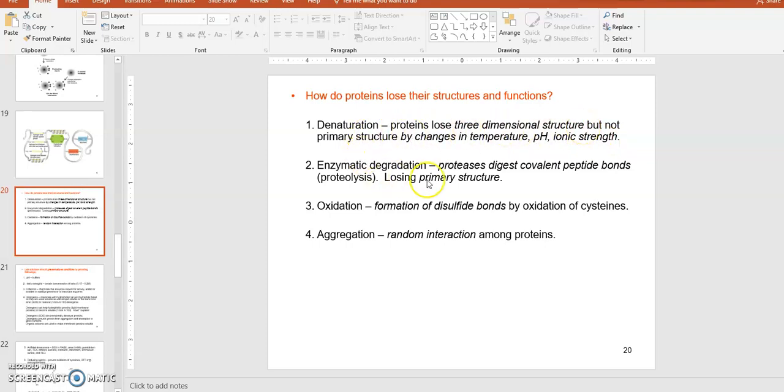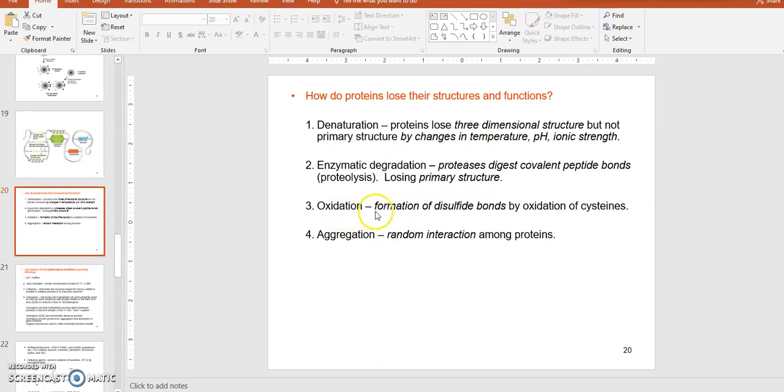Another way of breaking down your protein is enzymatic degradation. There are so many proteins that will be chopped up by different enzymes. We call these protease enzymes. Enzyme names typically end with -ese or -ase, so the protein-chewing enzymes are proteases. These enzymes catalyze the breaking down of peptide bonds. That is what these protease enzymes do. So if you expose your protein to the enzyme, yes, it will lose its functional structure.